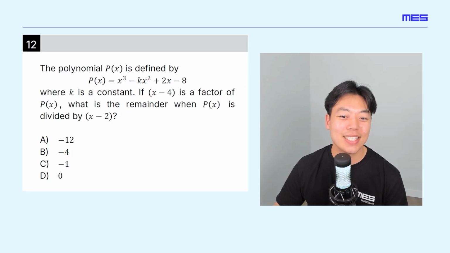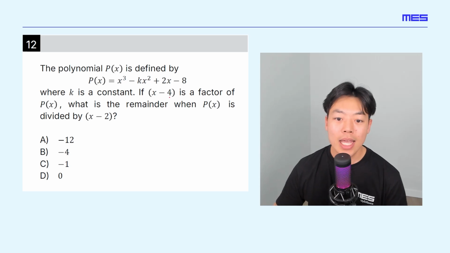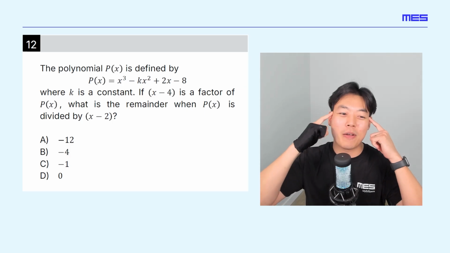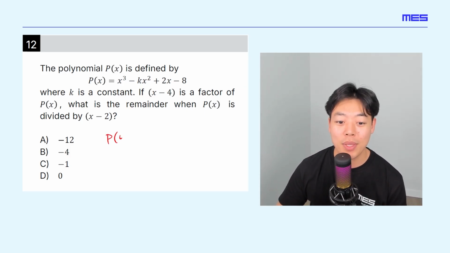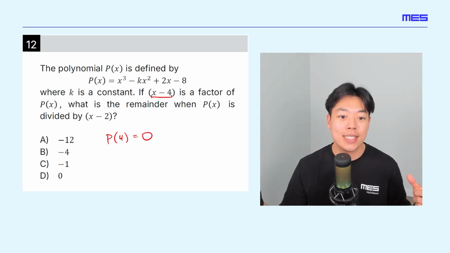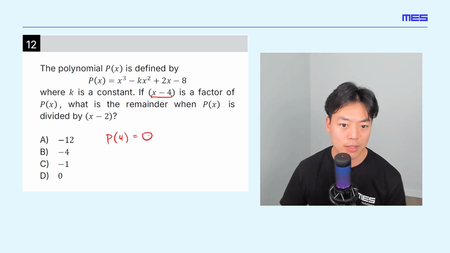The polynomial p of x is defined by this equation, where k is a constant. If x minus 4 is a factor of p of x, the factor theorem. If x minus 4 is a factor of p of x, that means I know p of 4 will equal 0, because that's what makes x minus 4 zero. If we have a factor equal to 0, anything times that 0 will give us a 0. So that's how we know p of 4 is going to give us that 0.